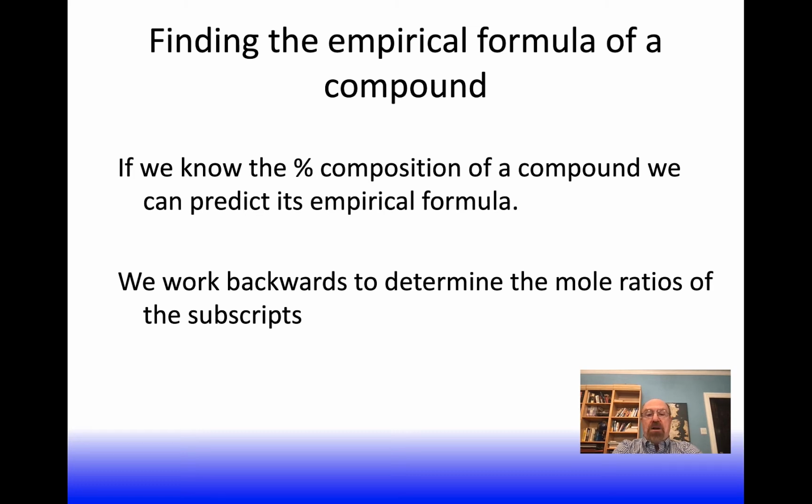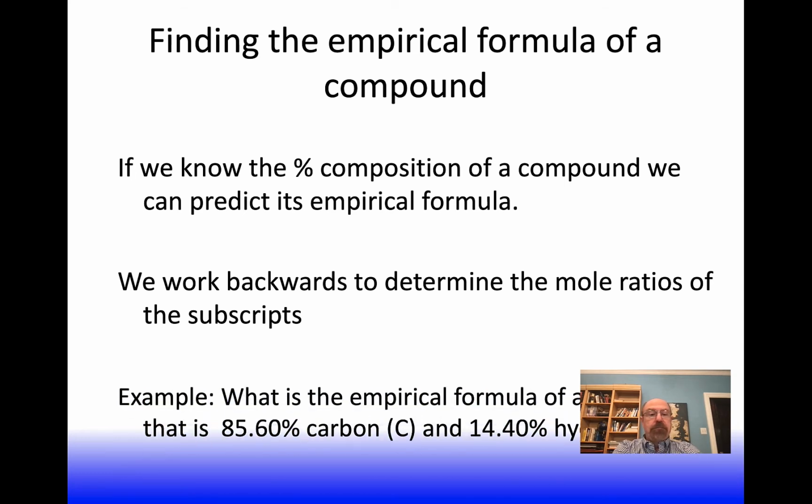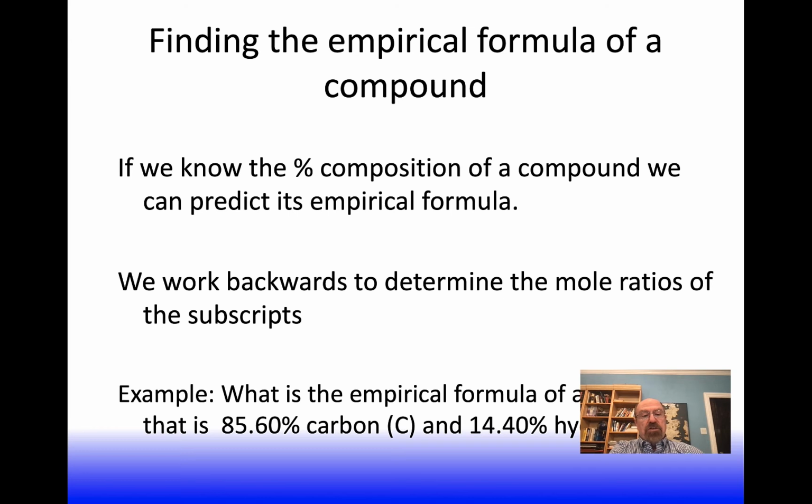We work backwards from the percent composition, which basically is we're going to use that to find the mole ratios, which are the subscripts of our empirical formula. Now, here is the first example. What is the empirical formula of a compound that is 85.6% carbon and 14.4% hydrogen?